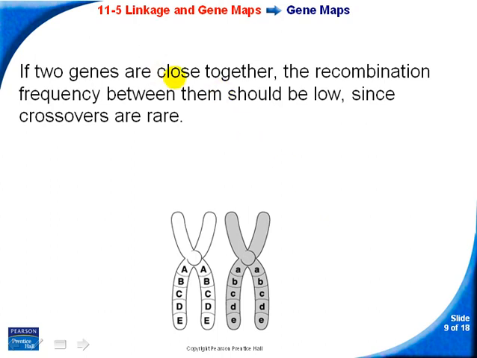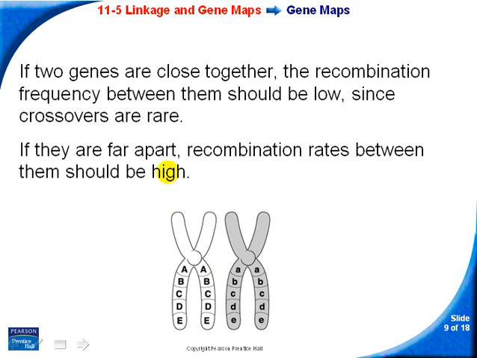So if 2 genes are close together, the recombination frequencies should be low, since the crossovers are going to be rare. And if they're far apart, recombination rates should be high, meaning they're more likely to be separated from each other.